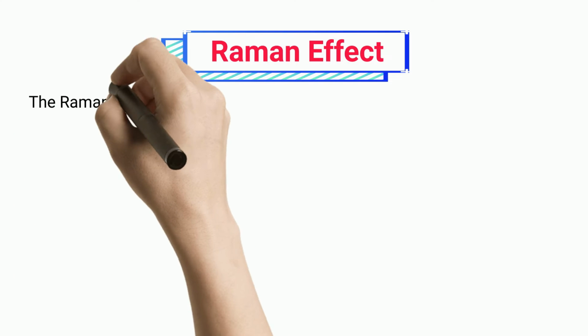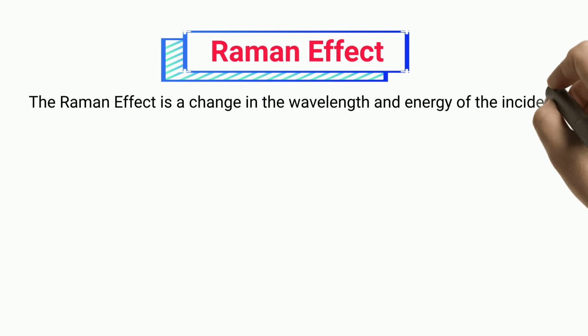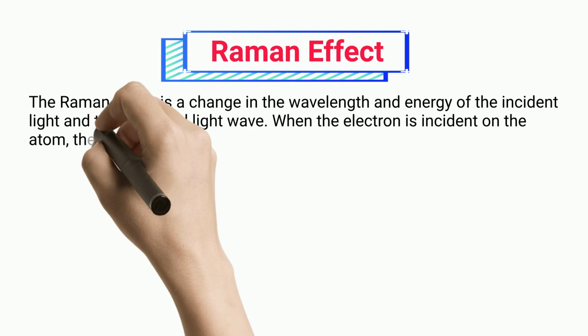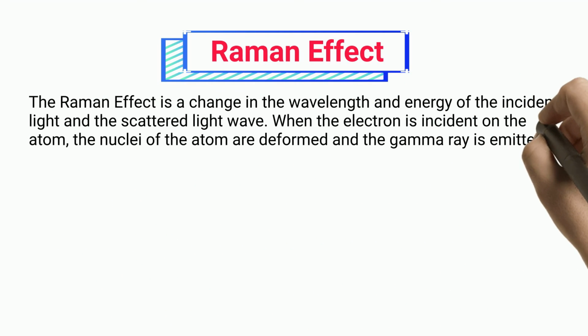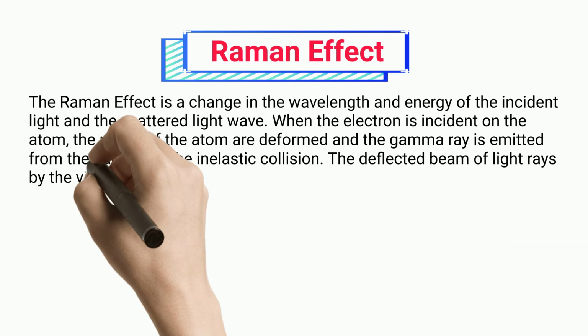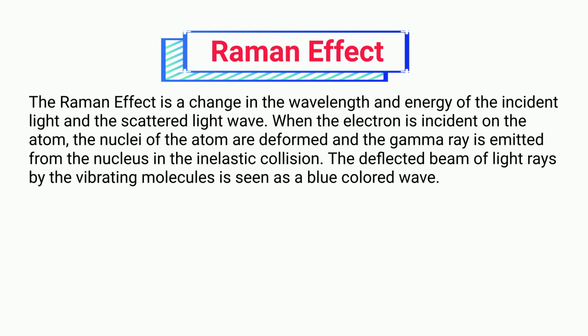Raman effect. The Raman effect is a change in the wavelength and energy of the incident light and the scattered light wave. When the electron is incident on the atom, the nuclei of the atom are deformed and the gamma ray is emitted from the nucleus in the inelastic collision. The deflected beam of light rays by the vibrating molecules is seen as a blue-colored wave.